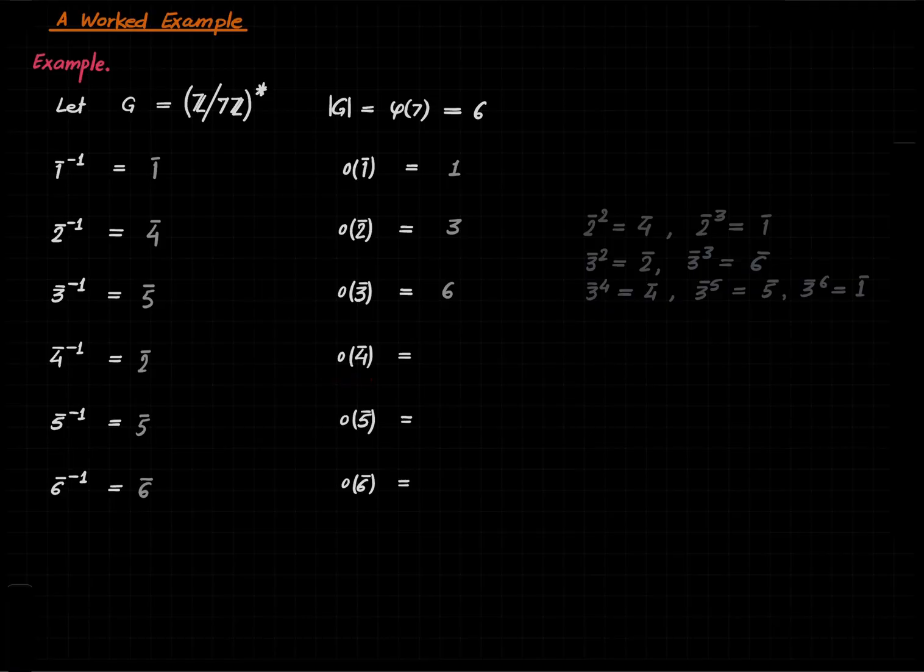Order of 4 bar, or order of 4, is, because 4 is the inverse of 2, its order is the same as the order of 2, so we can just directly write 3. For 5, we can write 6, because the inverse of 5 is 3, and order of 6 is 2, because 6 square is 36, which is 1. So just some computation to get a feel for things.